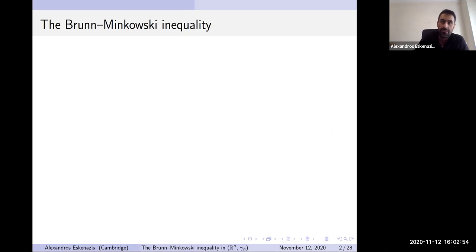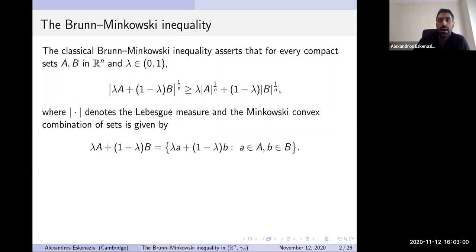So let's just start from the Brunn-Minkowski inequality in Rn, which is a very classical inequality about the volume, the Lebesgue measure in Rn. It basically says that the volume function to the power 1 over n is concave. What this means is that whenever you have two compact sets in Rn, A and B, and lambda between 0 and 1, then the Lebesgue measure of lambda A plus 1 minus lambda B to the 1 over n is bounded below by lambda times the volume of A to the 1 over n plus 1 minus lambda times the volume of B to the 1 over n.